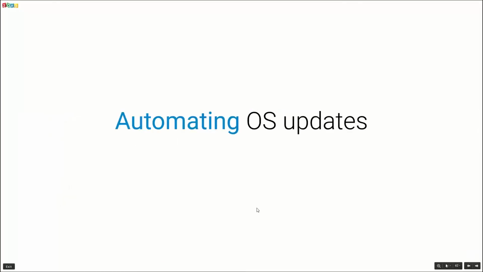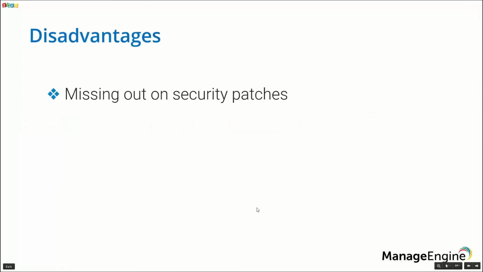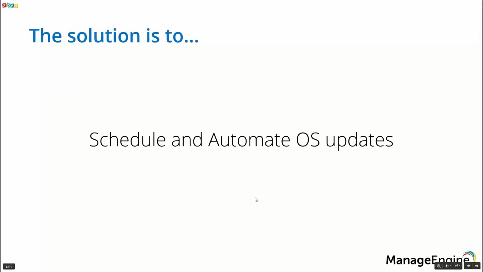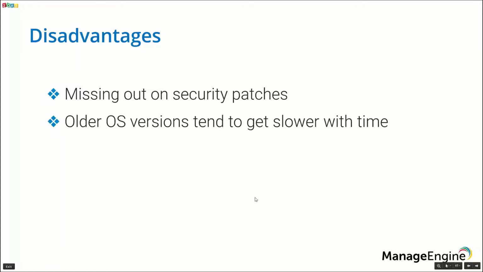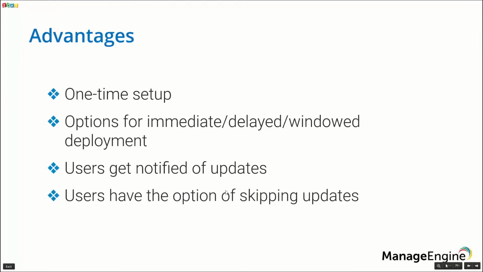And now I'm going to show you the necessity of automating the OS update and what the disadvantage would be if your devices are running a lesser version. As you know, it misses out on security patches, and older versions tend to get slower with time. Moreover, if your app developer develops a certain enterprise application, he would develop it based on certain OS compatibility, maybe with the latest version. That is the reason you might need to schedule and automate the OS update process.